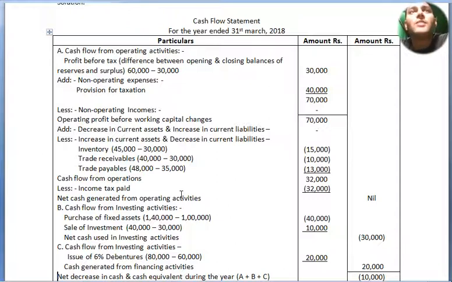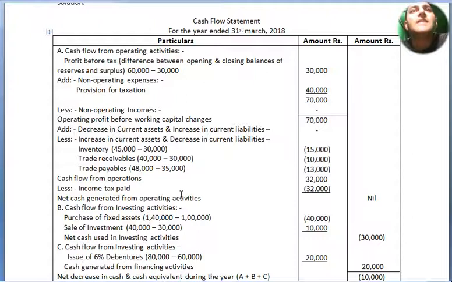Under it, profit before tax, difference between opening and closing balance of reserves and surplus, that is 60,000 minus 30,000 equals 30,000. Add non-operating expenses. Under it, provision for taxation. For the current year, 40,000 will be added. So altogether 70,000. After that, less non-operating incomes, nil. Then operating profit before working capital changes equals 70,000.